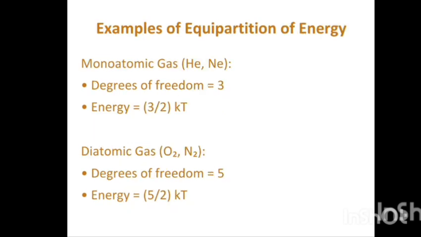Example of equipartition of energy. Monatomic gas: degrees of freedom 3. Energy 3/2 kT. Diatomic gas, O2, N2: degrees of freedom 5. Energy equals 5/2 kT.